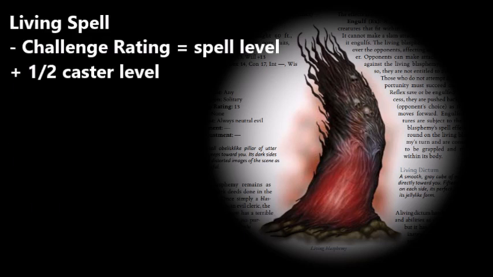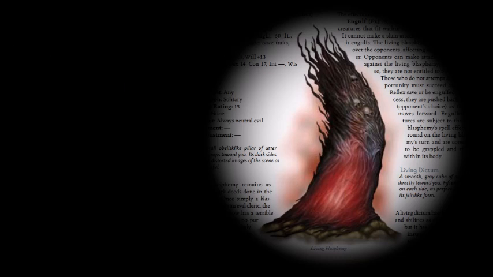Finally, its challenge rating is equal to the spell level plus half the caster level rounded down, or effectively equal to its caster level in most cases. So, a Living Spell has a challenge rating roughly equal to the level of a spellcaster who would be casting it. As such, we should expect the creature's stats to roughly line up with its caster level as its challenge rating. But the Living Spell falls short in a lot of regards.